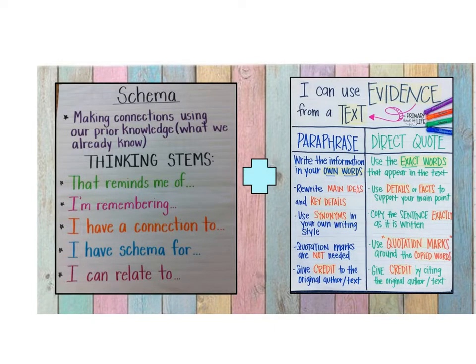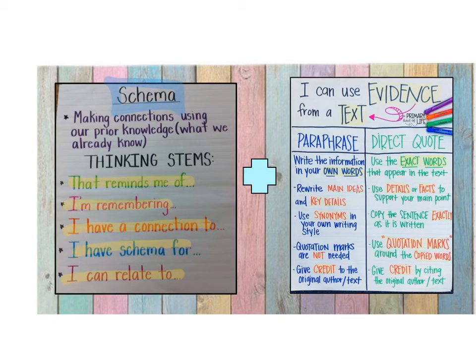There are some thinking stems that can help us when we're activating our background knowledge or using our schema. So notice it says making connections using our prior knowledge. That's what we already know. Thinking stems are sentence starters that can help us. Starters like, that reminds me of, I'm remembering, I have a connection to, I have schema for, or I can relate. These are all starters that will help you activate your background knowledge or your schema.